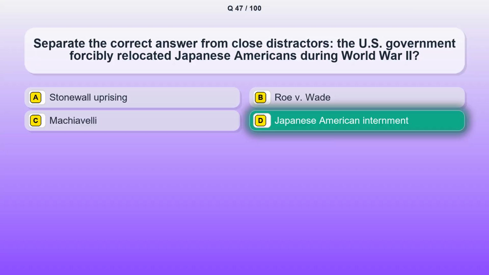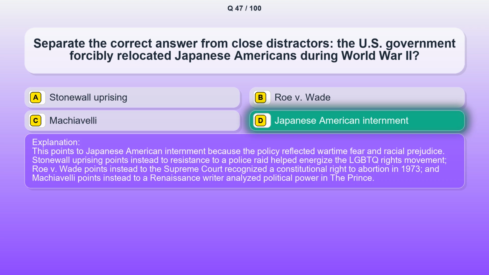The correct answer is option D, Japanese American internment. This points to Japanese American internment because the policy reflected wartime fear and racial prejudice. Stonewall Uprising points instead to resistance to a police raid helped energize the LGBTQ rights movement. Roe v. Wade points instead to the Supreme Court recognized a constitutional right to abortion in 1973, and Machiavelli points instead to a Renaissance writer analyzed political power in The Prince.